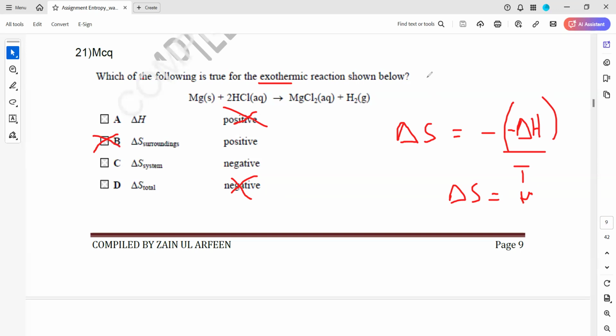And the entropy of the system should also be positive because, as you can see, a gas is produced from aqueous and solid, so entropy should increase. Is it clear? Question 21. Yes, sir.